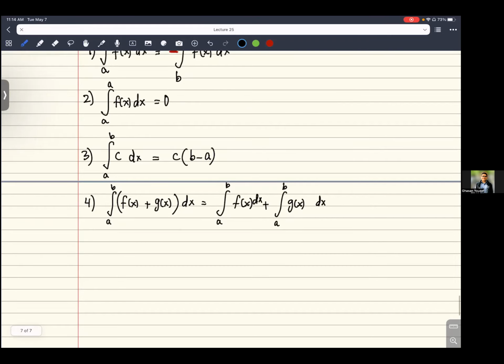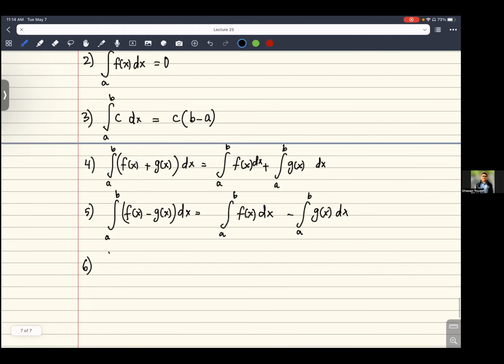Same thing for number 5, the integral for f of x minus g of x, dx from a to b is the same as the integral for the first function minus the integral for the second function, g of x, dx from a to b. Number 6, the integral for c times f of x, dx. I can take the constant c outside: c times the integral for the function f of x, dx from a to b.